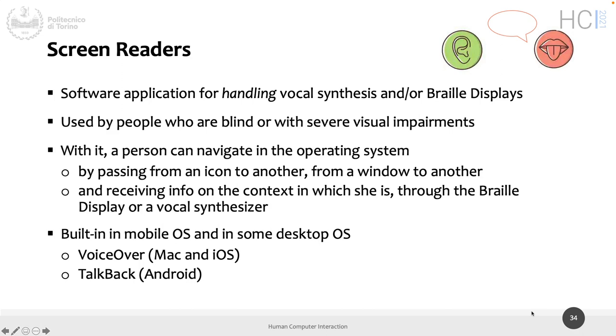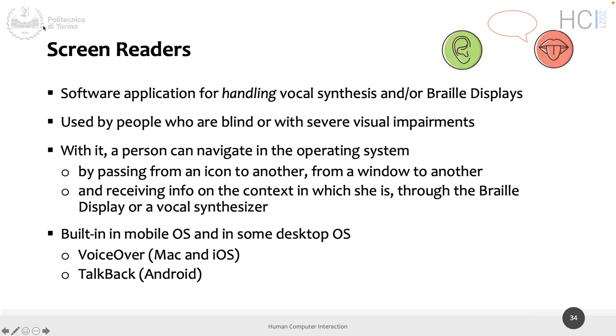Like this software for handling vocal synthesis, so speech to text to speech, and or the braille display that we have seen a few lessons ago. And this screen reader software that you have to install on your computer or you already have on your computer and on mobile, and can be used by people who are blind or with severe visual impairments, and how they work, they proceed one element after the other in a grid-based disposition of the screen.